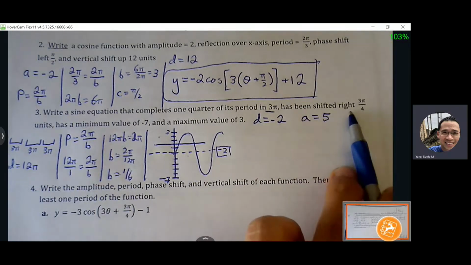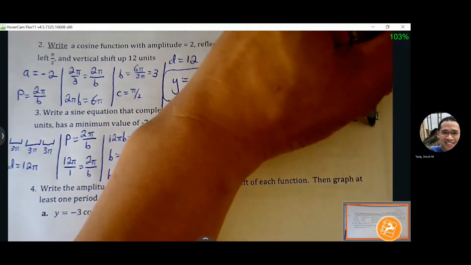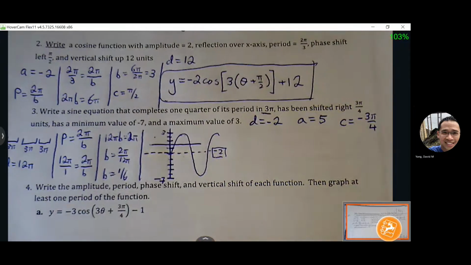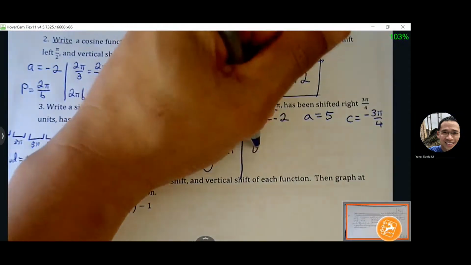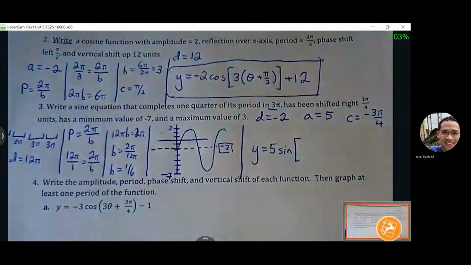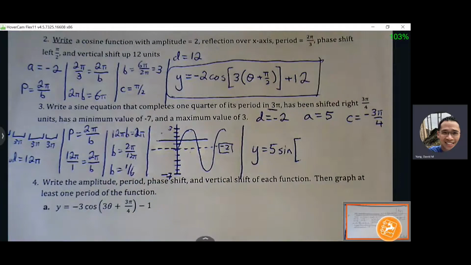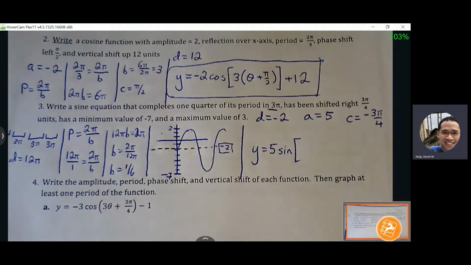Phase shift to the right, so we can just say our C value is -3π/4. And I think we have everything, right? We have our A, our B, our C, and our D value. No, you don't have to. I just like to get all my information just to show what I have. But if you jump directly to the equation, yeah, that's fine.